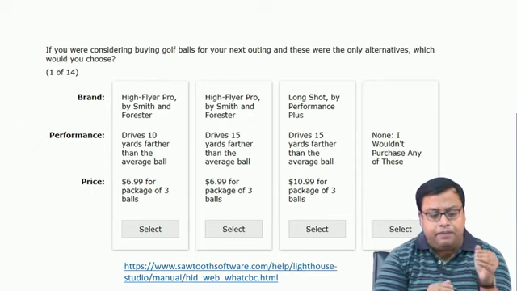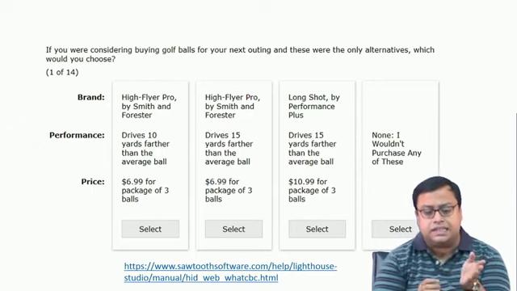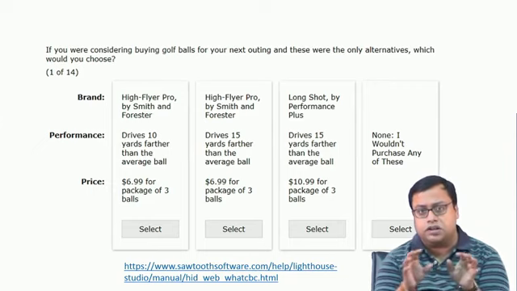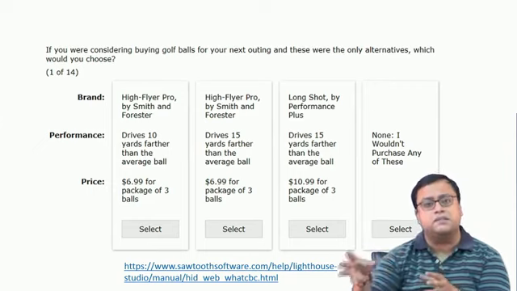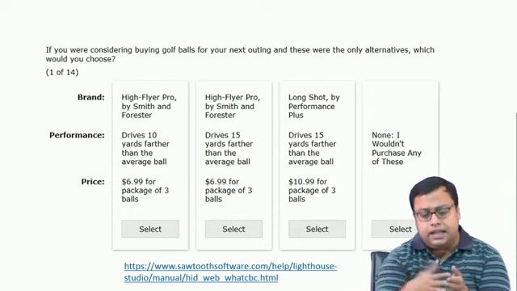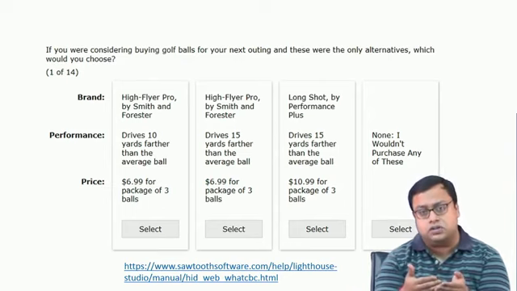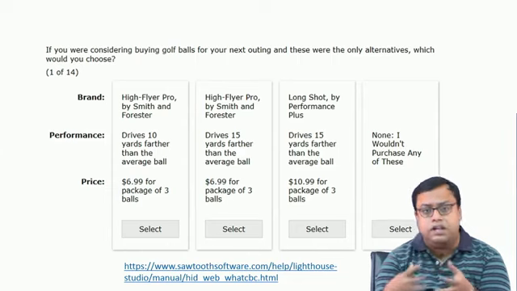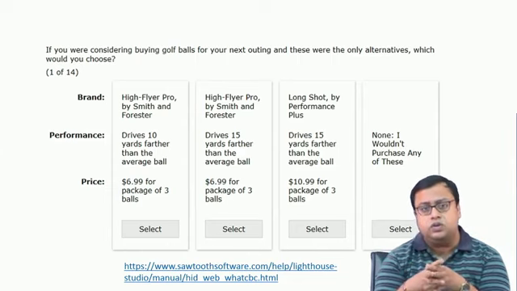And you give brand. So brand changes like High Flyer Pro by Smith and Foster, and then High Flyer Pro by Friedrichs Foster remains constant, and Long Shot by Performance Plus is the 3rd option. And then you can change the performance also and the price also, and you want to see what combination people are willing to choose.